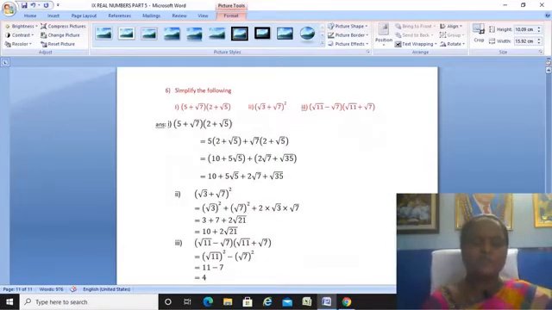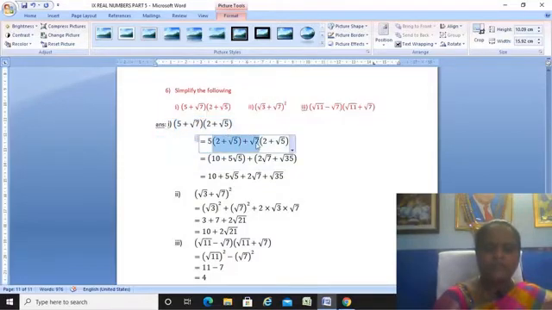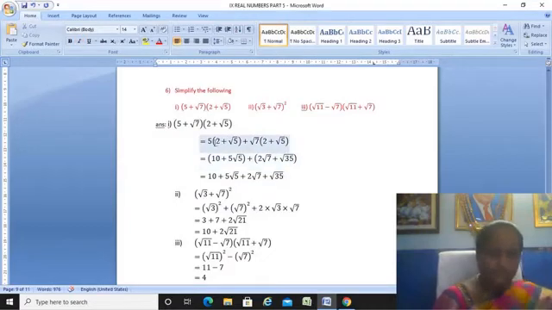Sixth question: simplify the following. Here the first one is the usual multiplication, the second one is the a plus b whole square formula, and the third one is the a plus b into a minus b formula. If we see the first one, 5 plus root 7 into 2 plus root 5, the second binomial 2 plus root 5 must be multiplied with 5 as well as root 7. Next, 5 into 2 is 10, 5 into root 5 is 5 root 5, right?